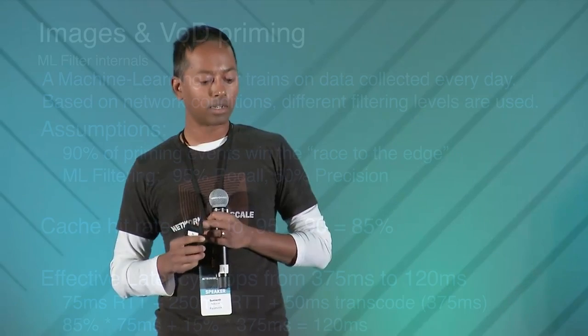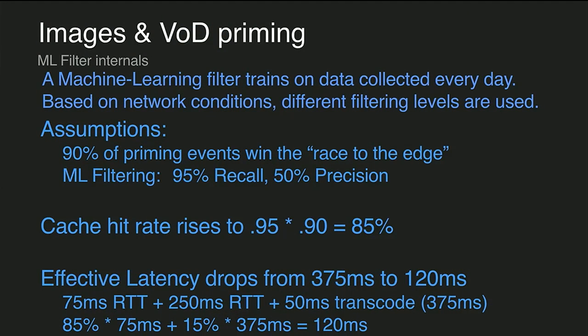So here's a little bit of data on how this filter works. The machine learning filter details are a little bit out of scope for this talk, perhaps another one in the future. But essentially, we have about 90% of the decisions that we make and send the content to the edge actually win the race to the edge. And the cache rate, we're able to get to about 85% with this approach.